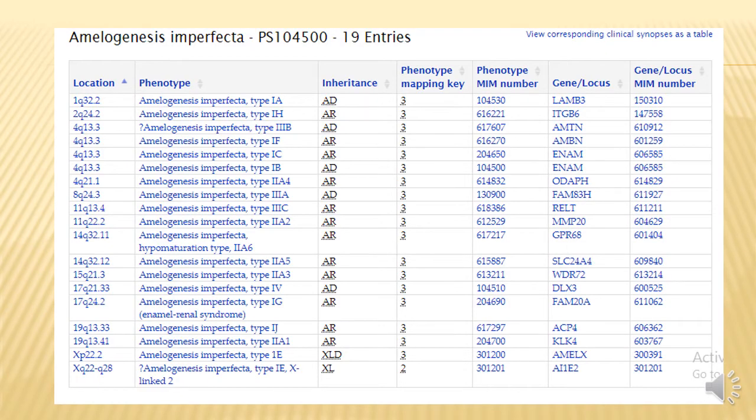This information will include the names of the mutated genes and the location of these genes on chromosomes and also the type of inheritance. Here AD stands for autosomal dominant and AR stands for autosomal recessive and XL stands for X-linked inheritance.